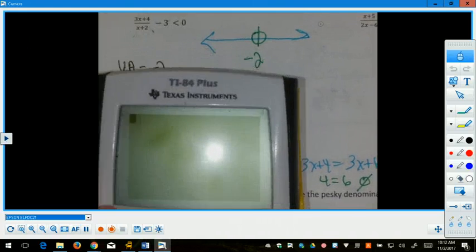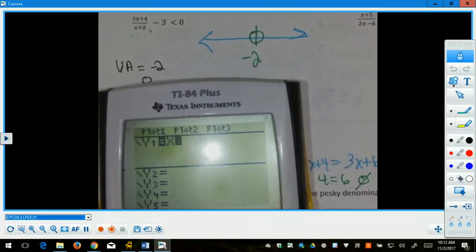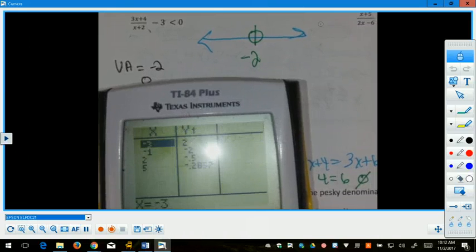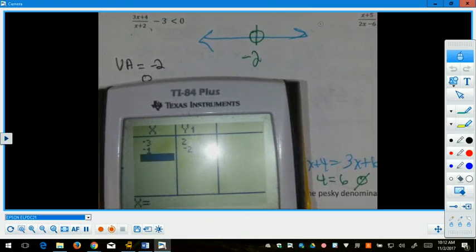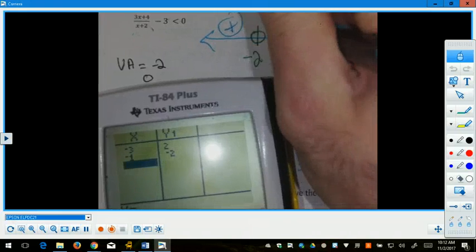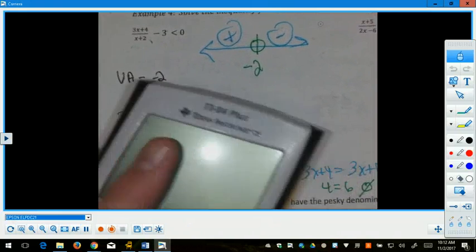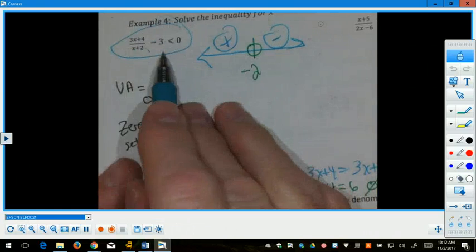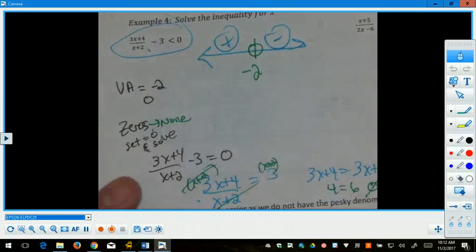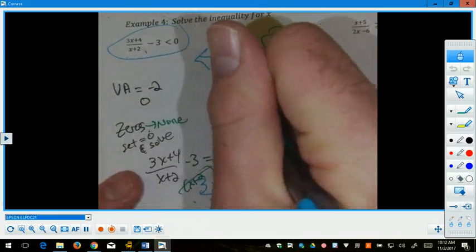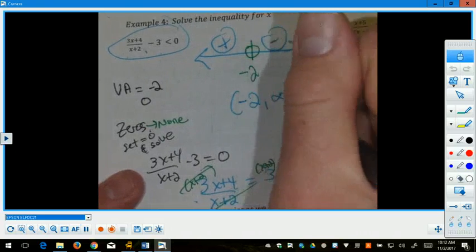And so I'm going to put the function in my calculator. Quantity 3x plus 4 divided by the quantity x plus 2, minus 3. And then I go to my table and test a number to the left and test a number to the right. And I get to the left that it's above the x-axis. To the right it is below the x-axis. And so the answer to this inequality, for which values of x is this function less than 0, the answer would be from, but not including, -2 to infinity.